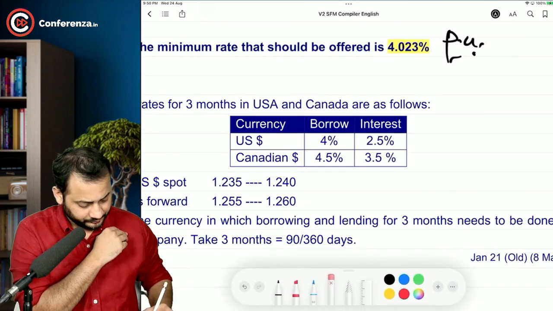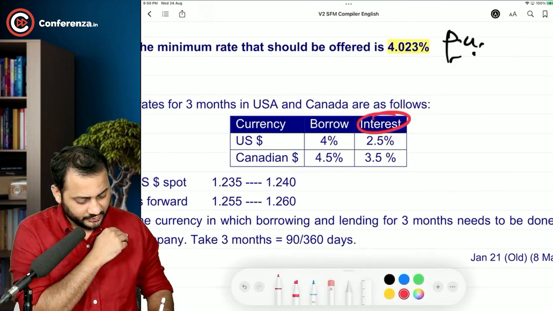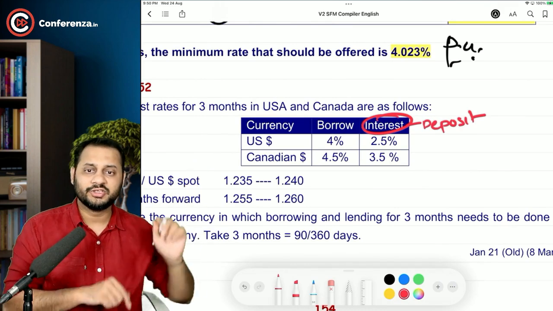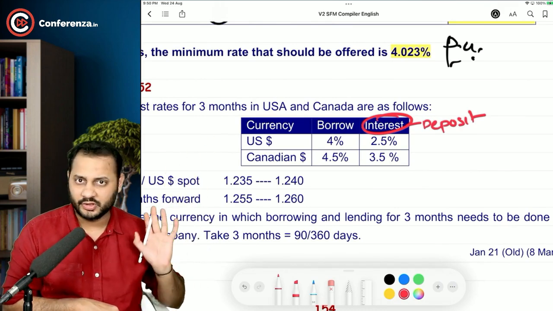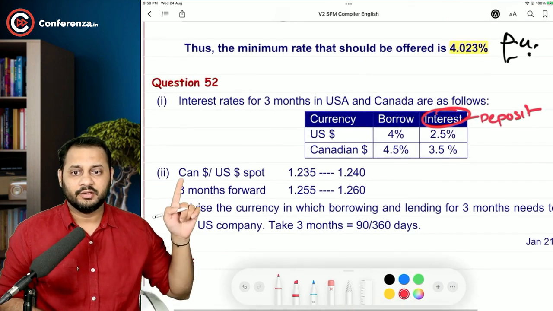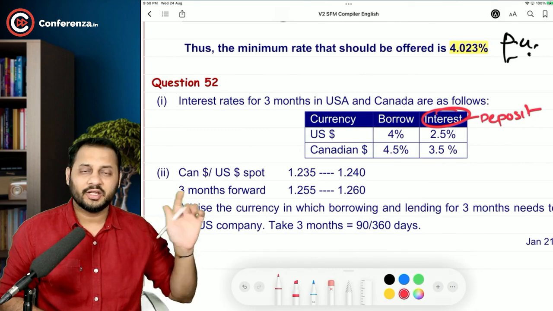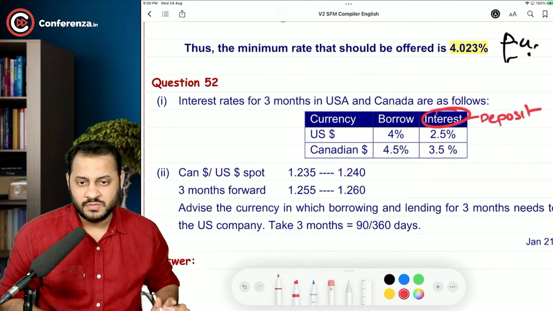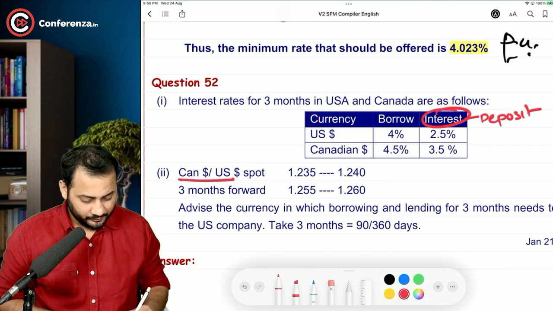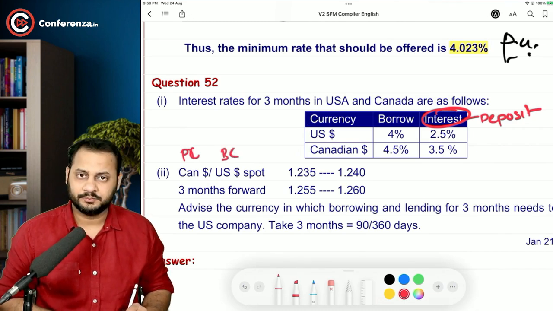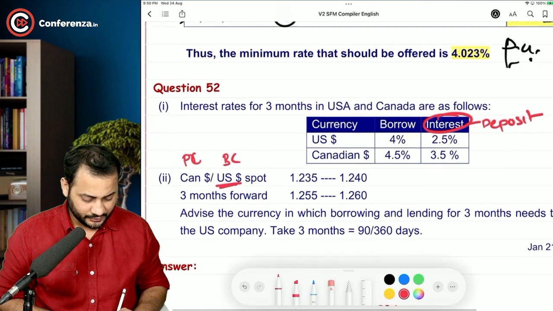There is one correction: instead of this, you should write deposit. So the borrowing rate for US dollar and Canadian dollar, and the deposit rate for US dollar and Canadian dollar, both are given. 4 rates. And the Canadian dollar by US dollar spot rate. It is not in ISO code in this question. They have simply written it as Canadian dollar, this is the price currency, and this is the base currency. So the base currency in this is US dollar.